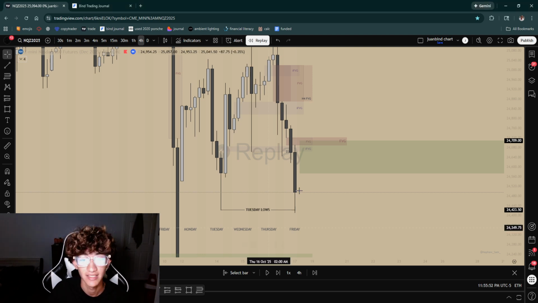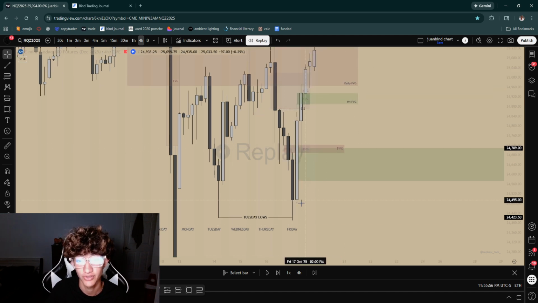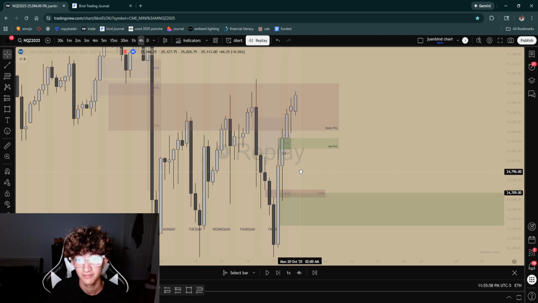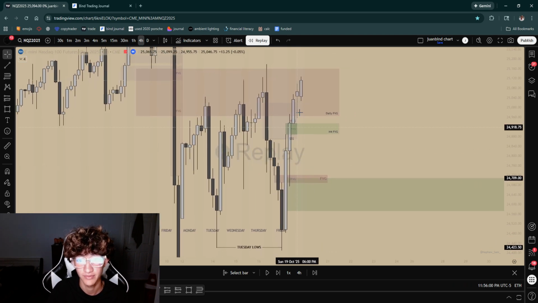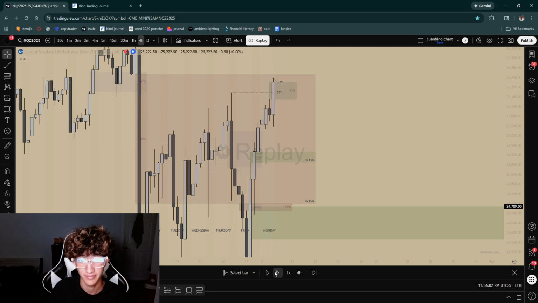For example, in levels like this, did we dump? No, we invalidated it. So the bullish bias would have held, right? Because we would have been bullish to this. Honestly, bullish to the daily fair value gap, right?